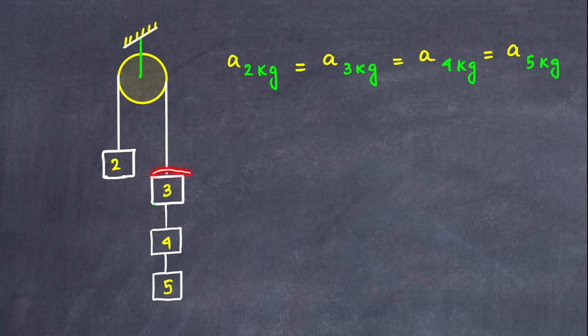So over here you can see that the combined mass on this side is much greater compared to the other side. So the 3 kg block will move downward, the 4 kg block will move downward, the 5 kg block will move downward, and the 2 kg block will move upward. Now suppose the acceleration of the 3 kg block is a, the acceleration of the 4 kg block will also be a, the 5 kg block will also be a, and for the 2 kg block the acceleration will be a upwards.